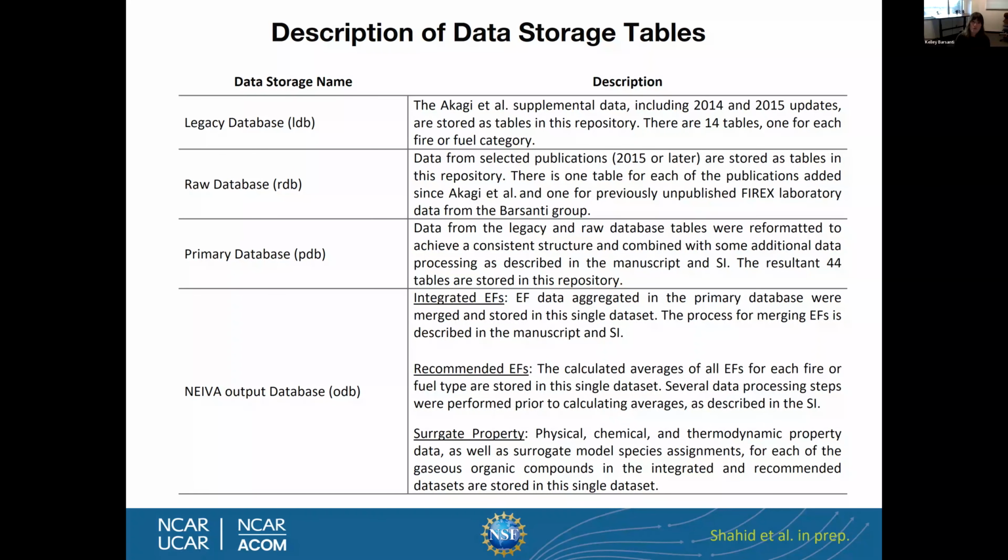The output database is now 3 data sets. So it's the integrated EF. Between the primary database and the integrated EFs, we did some data processing. And then for this last step to get to these recommended EFs, we did a lot of data processing, okay? And then this is the database where we have this physical, chemical, and thermodynamic property data and the surrogate model species assignments. And these are all linked by unique IDs.